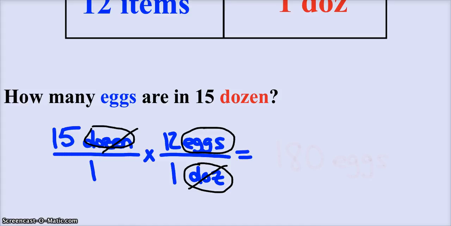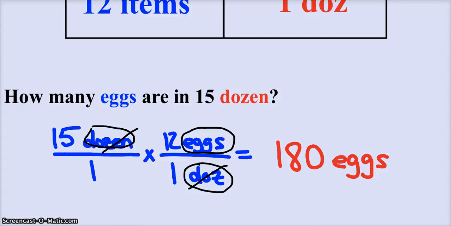Now you can't just put anything up there. It has to be a fact. It has to be true. It has to be something that you know about. So we do know that there's 12 eggs in a dozen. Then mathematically, I multiply the numbers across on the top, I multiply the numbers across on the bottom. So here it would be 15 times 12 on the top, 1 times 1 on the bottom, and then I would divide. So this comes out to be 180 eggs.